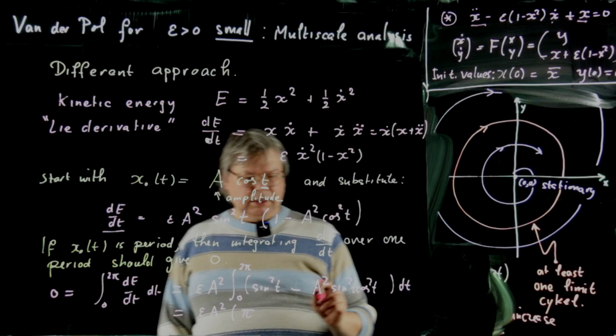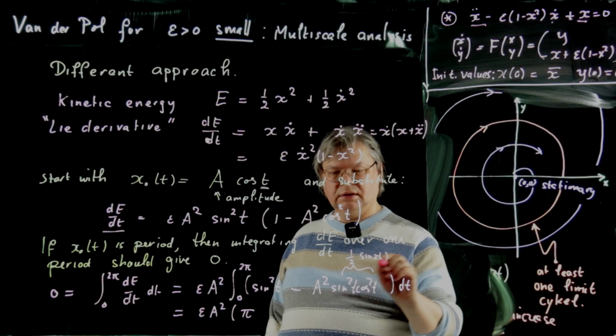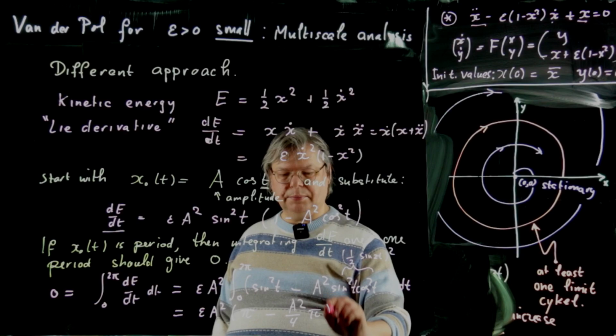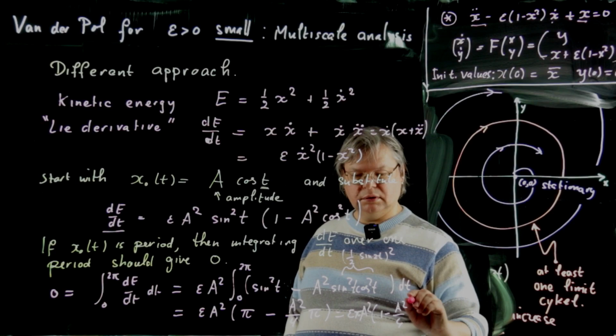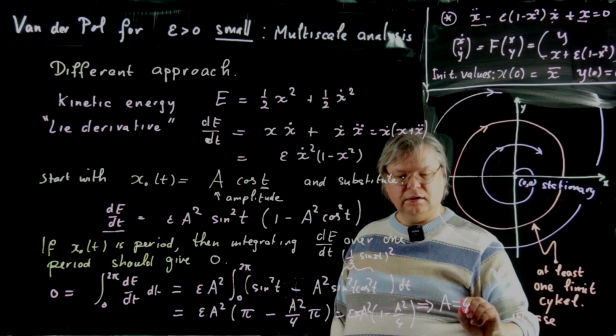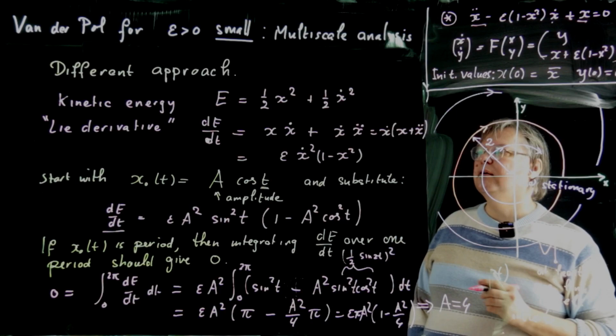And here I can use some doubling formula. This is actually the sine of 2t, the whole thing squared. And same reasoning gives that this is a squared over a half squared times the same pi, which is a squared pi, 1 minus a squared over 4. And if this is supposed to be zero, then we find that the amplitude is again 4. And that means if we go back to this picture, the radius that we find for this limit cycle when epsilon is very small is exactly 2.